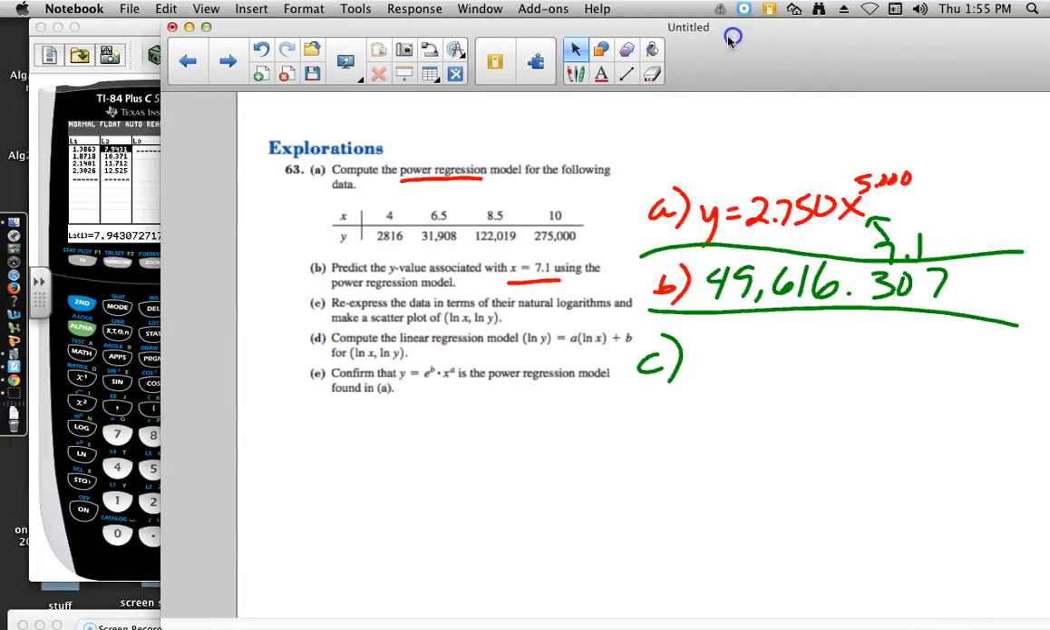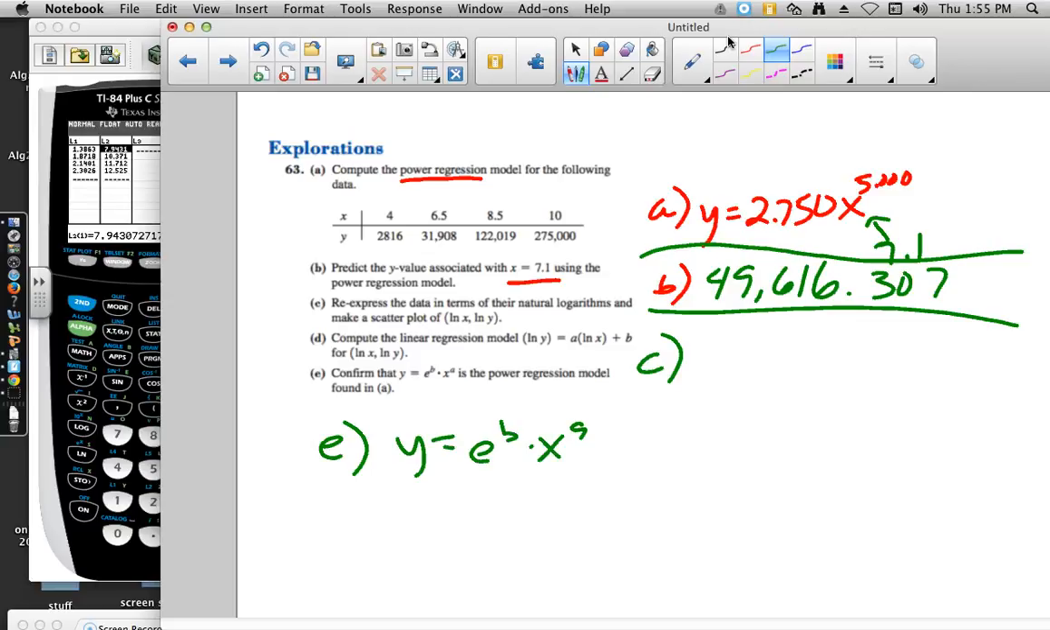Now let's see what the follow-up is. The follow-up is we're going to confirm that y equals e to the b times x to the a. Oh, and I see I skipped D. I better go back. So C, we really didn't have anything to write down. D says compute the linear regression model, natural log of y equals a times natural log of x plus b for natural log of x and natural log of y.